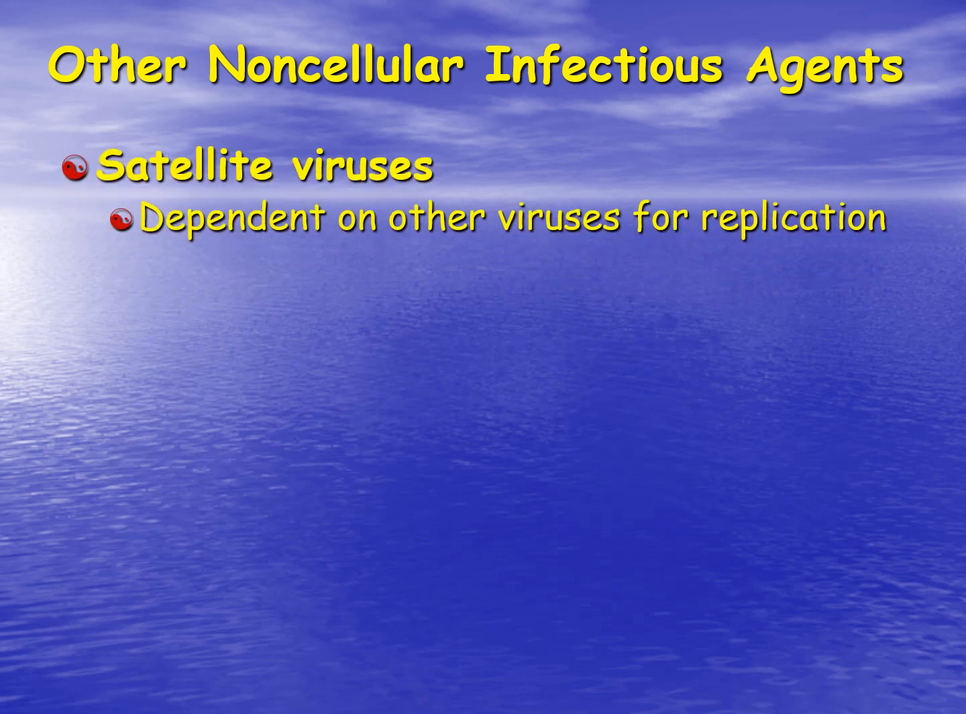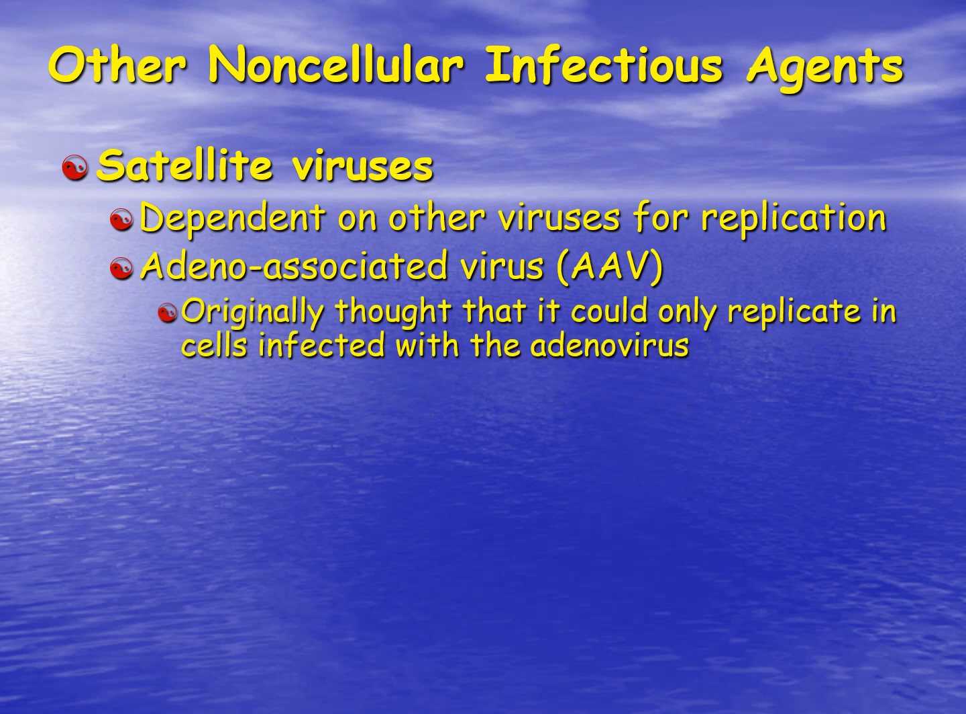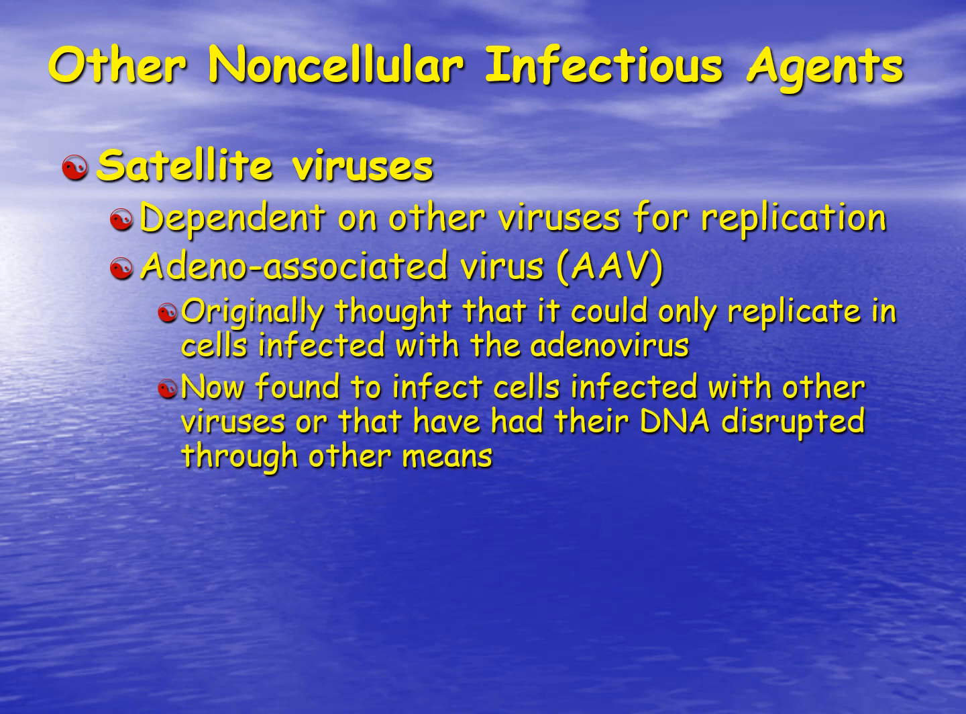Satellite viruses are dependent on other viruses for replication, and one of these is the adeno-associated virus that has to actually replicate inside a living cell that has an adenovirus. Originally thought that this virus could only replicate in cells infected with the adenovirus, but recent studies have actually shown that it can infect cells infected with other viruses, or that they've had their DNA disrupted through some other means.